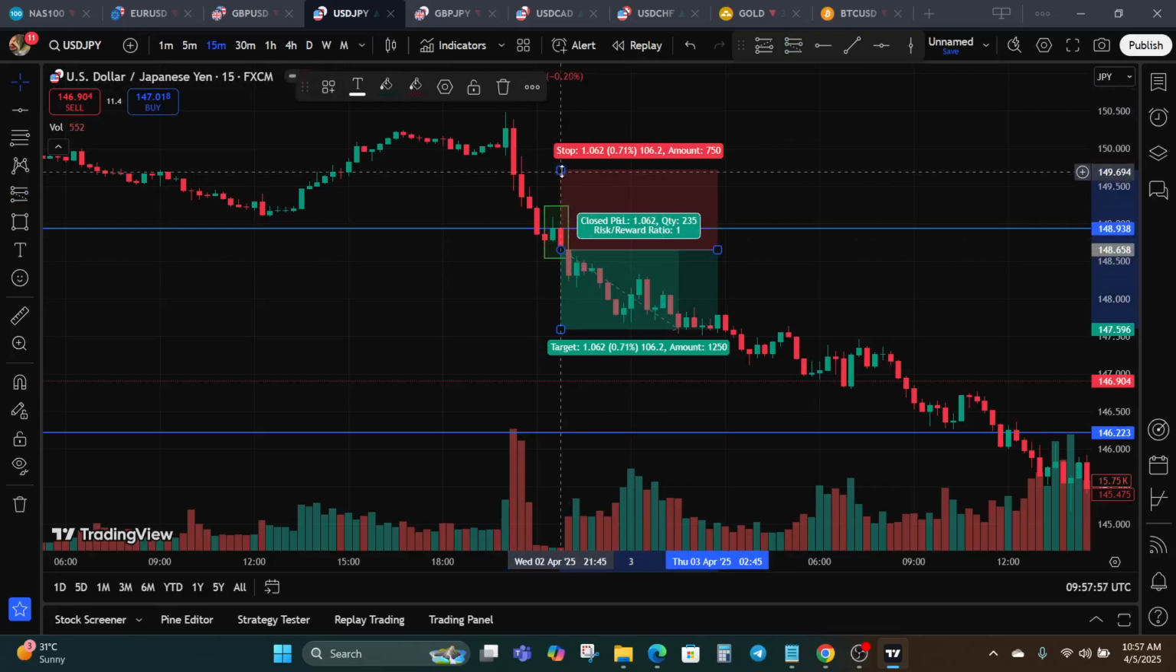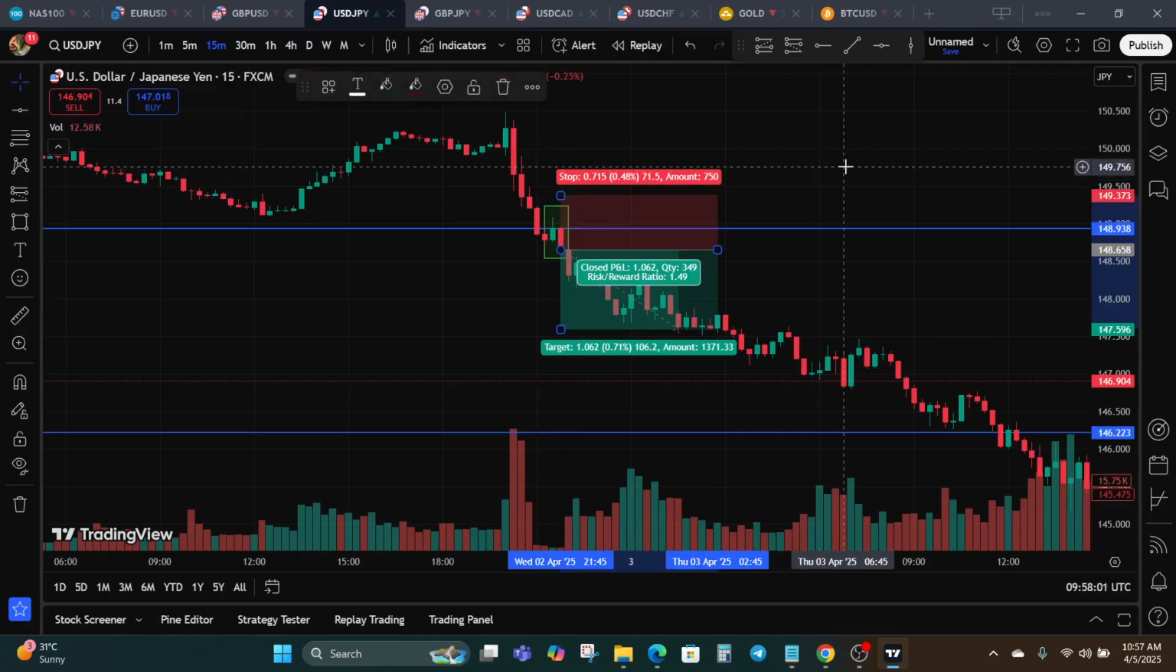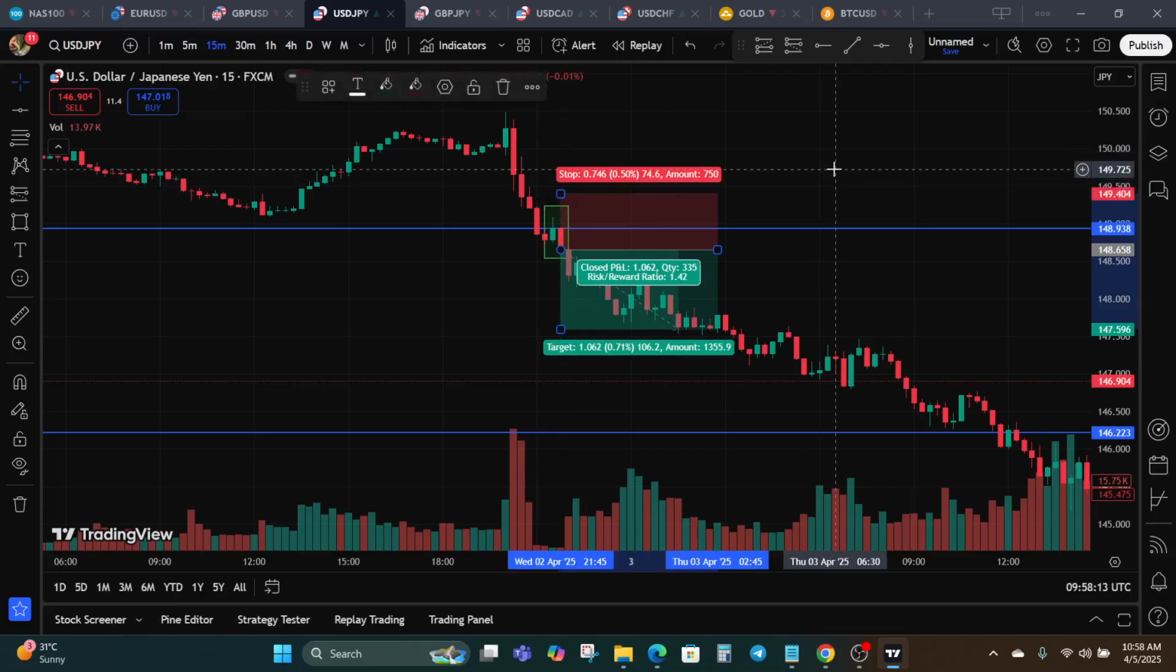Then your stop loss should go just behind the breakout zone. Tight, but not too close. Remember that this is a scalping strategy. This is a 15-minute time frame, right? So you just want to have a tight stop loss, but not too tight. Keep it logical.